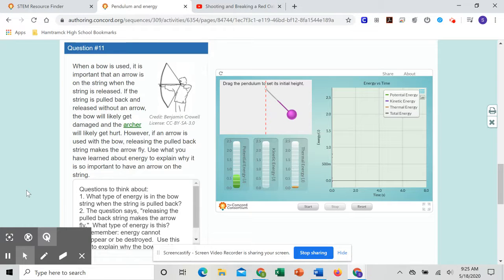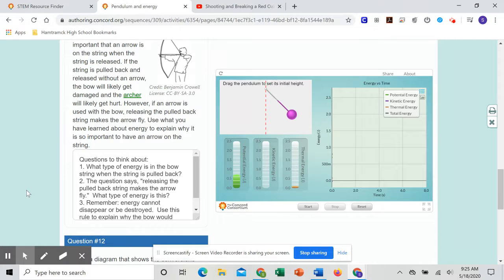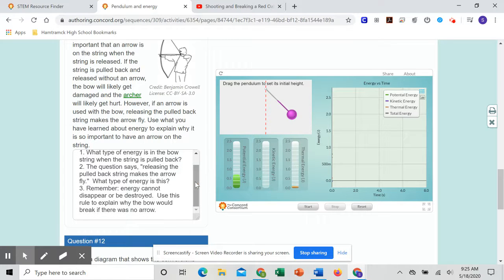So when you answer question 11, here are a few things to think about. In your answer, mention what type of energy is in the bowstring when the string is pulled back. Then, the question says releasing the pulled back string makes the arrow fly. Think about what type of energy is in the arrow when the arrow is moving. And finally, remember that energy cannot disappear or be destroyed. So use this rule to explain why the bow would break if there was no arrow to shoot.